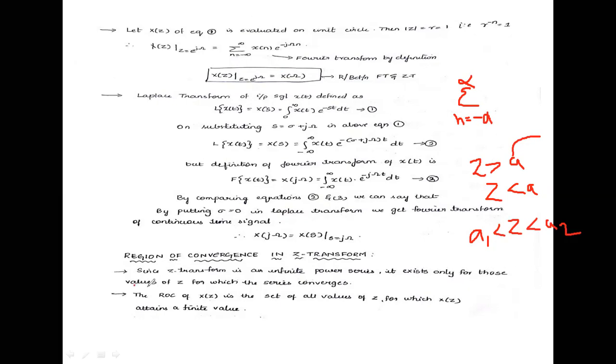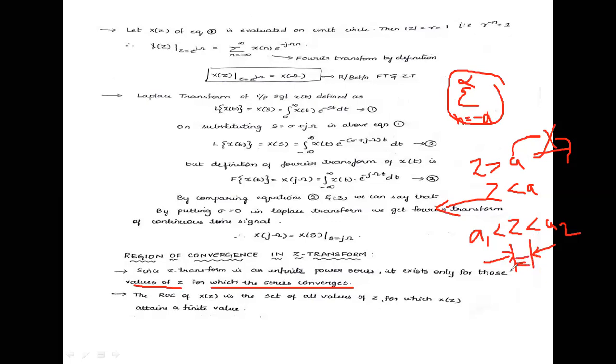Only for those values of Z for which the series is convergent. The series is convergent, even if it runs from minus infinity to infinity, depending upon the region of convergence. Either it is towards the positive direction or towards the negative values, or in between, and only there we can take the region of convergence. For those values of Z, the series is convergent.